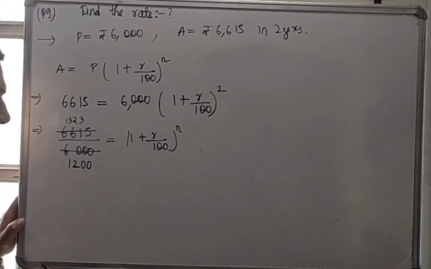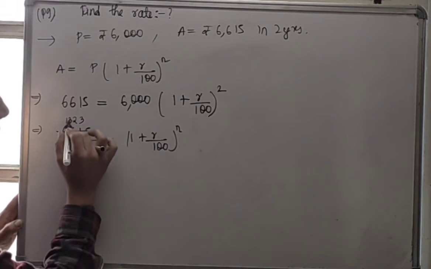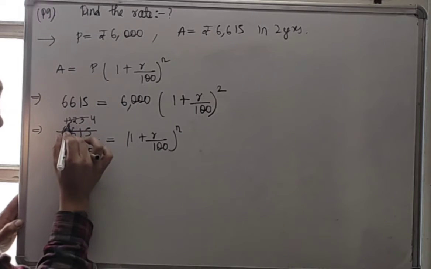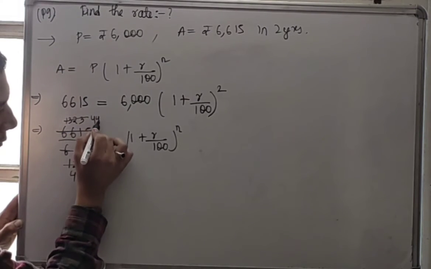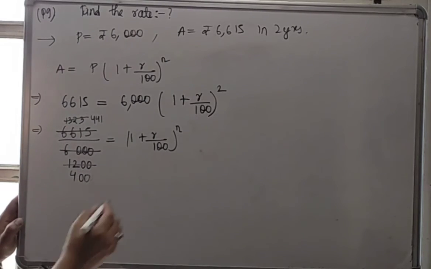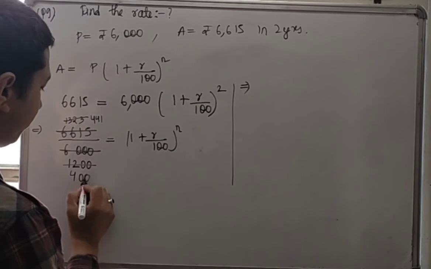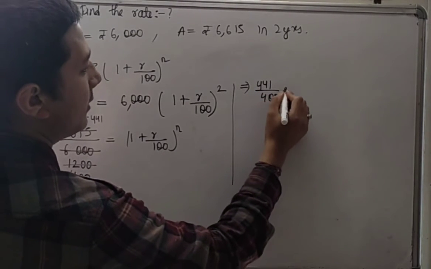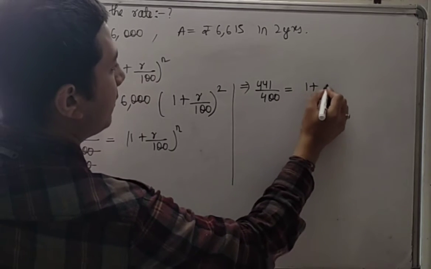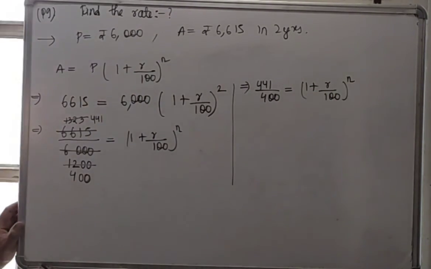We can again cancel this with 3, I guess. 3 4s are 12, 0 0. 3 4s are 12, remainder is 12. 3 4s are 12, 3 1s are 3. So hence what we are getting here, boys, is 441 divided by 400 equals (1 + R/100) whole to the power n.